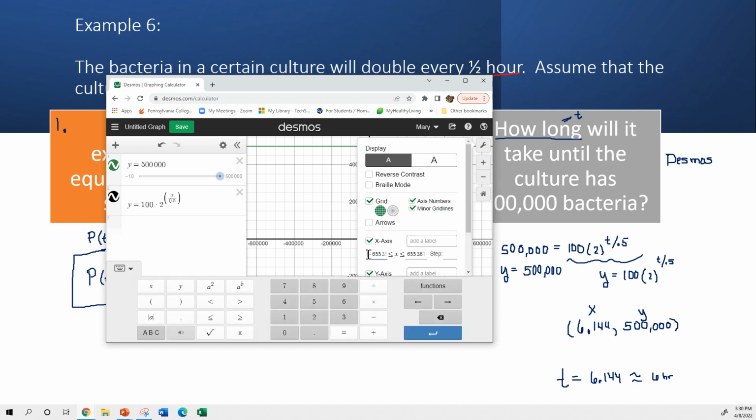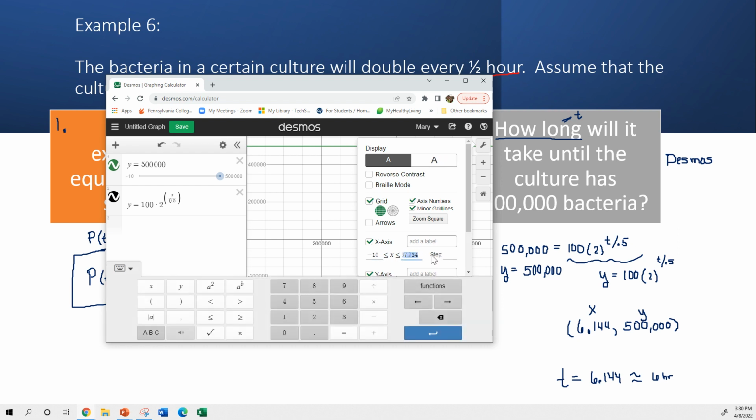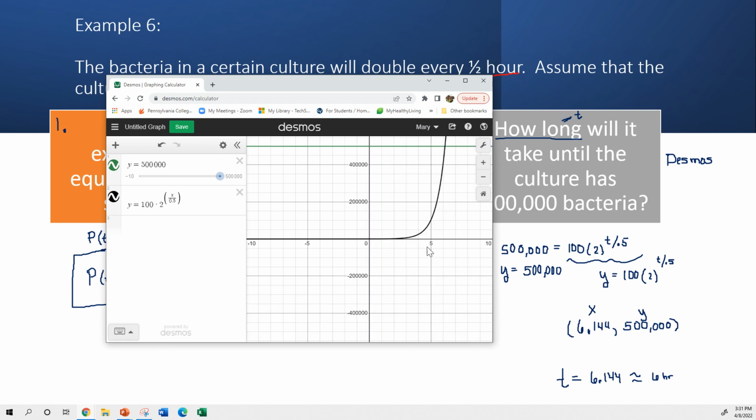So my answer is positive 6. So I'm going to change this. So delete that, to go from negative 10 up to, delete this whole side, positive 10. And so that's just a whole lot more zoomed in, and then I'm going to close the wrench. And now I see a very nice exponential curve coming up, going up to this 500,000. And if I click on one of my curves, it again shows me the exact same point we had before.